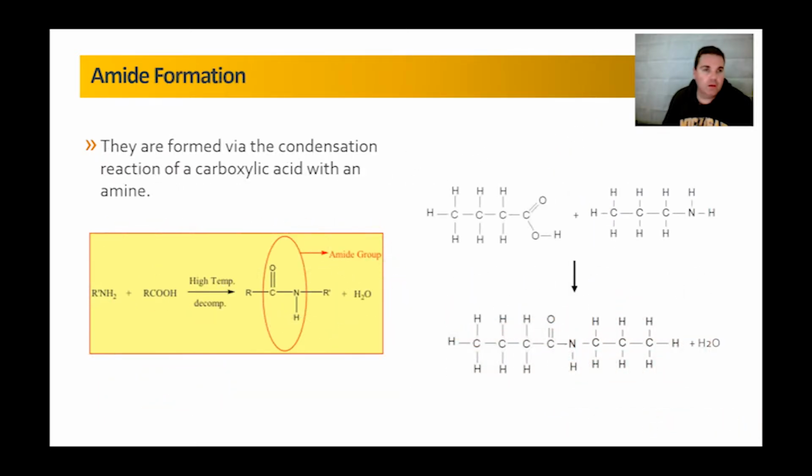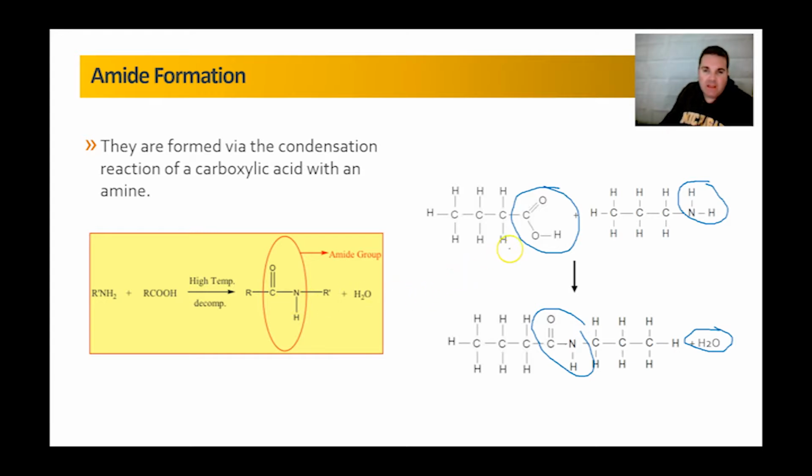So to make an amide, as we've said, we do a condensation reaction between a carboxylic acid and an amine. Now, it can be a primary, secondary, or tertiary amine. It doesn't really matter, and it's exactly the same as we looked at with the ester formation. So here you can see we've got a carboxylic acid, and down this end we've got an amine, and we eliminate our water over here to form our amide group, which you can see over here.